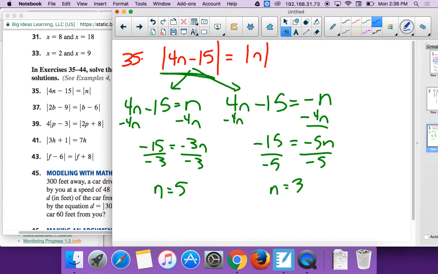We can go check them too. Take the 5 and plug it in up here. 4 times 5 is 20. 20 minus 15 is 5. So the absolute value of 5 is 5. Look over here, the absolute value of 5 is 5. Does it work? Yes, confirmed right there.